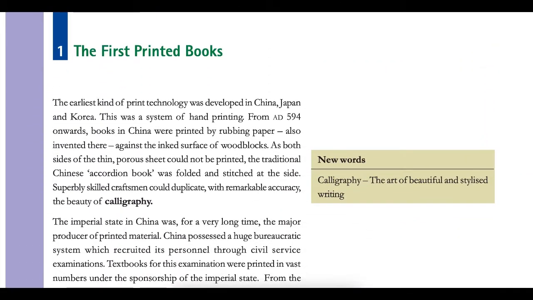The first printed books. The earliest kind of print technology was developed in China, Japan, and Korea. This was a system of hand printing. From AD 594 onwards, books in China were printed by rubbing paper, also invented there, against the inked surface of wood blocks. As both sides of the thin, porous sheet could not be printed, the traditional Chinese accordion book was folded and stitched at the side.